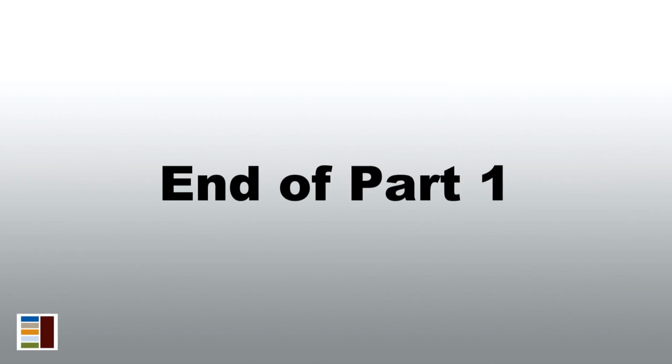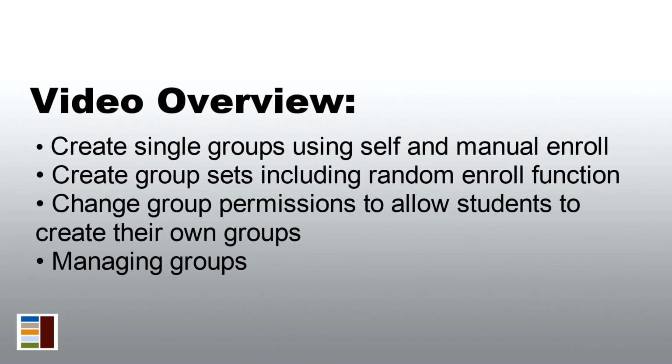Well, that concludes the first video in the Creating Individualized and Group Learning Paths Blackboard Black Belt course. In this video, we learned how to create single groups using self-enroll and manual enroll, create group sets including the random enroll function, and finally, we learned to change group permissions to allow students to create their own groups and how to easily manage groups.